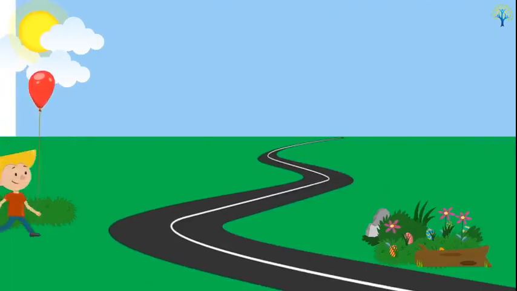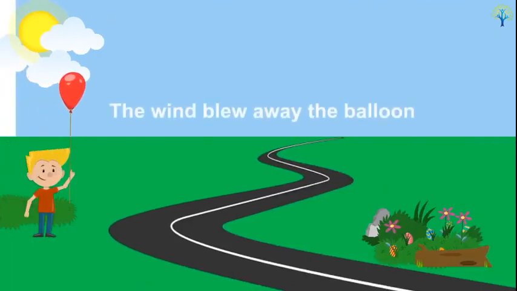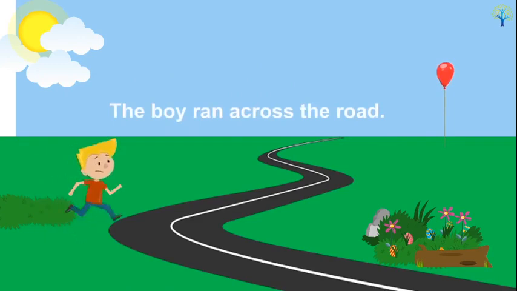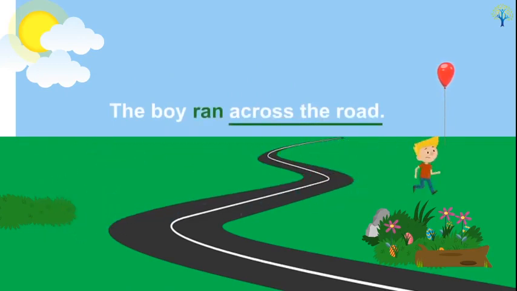The adverb of place tells us where the action happened and is usually placed after an action word. For example, the wind blew away the balloon. Or the boy ran across the road. Now you know about adverbs of place and how to use them.